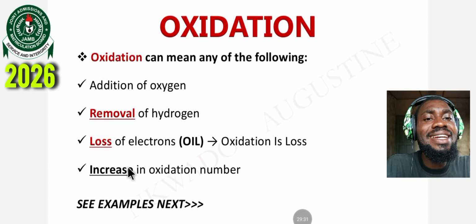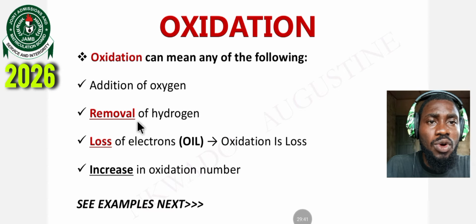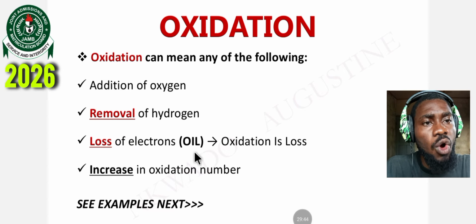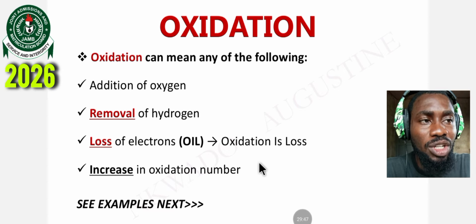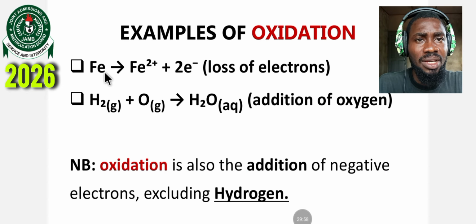Then the fourth, it can also mean the increase in oxidation number. Take note of these four features of oxidation. Addition of oxygen, removal of hydrogen, loss of electron, which is the OIL, and increase in oxidation number. Let's see examples next. Examples of oxidation.